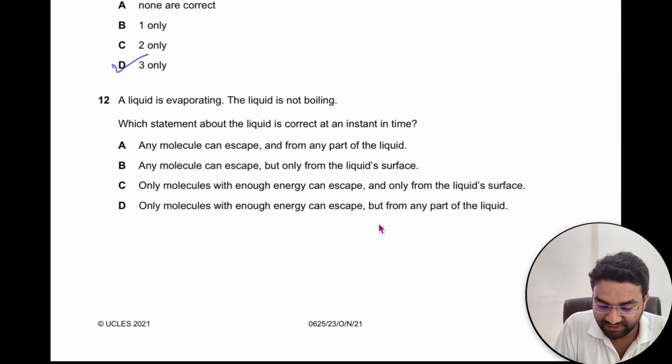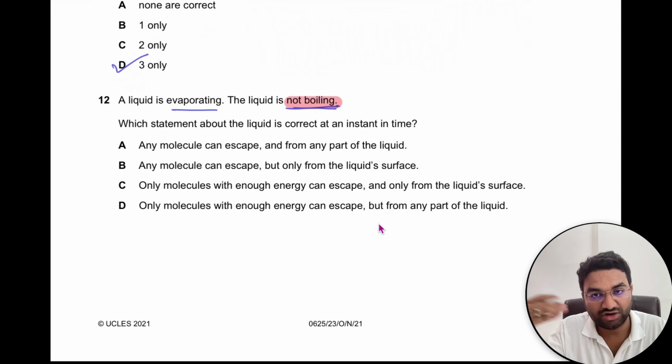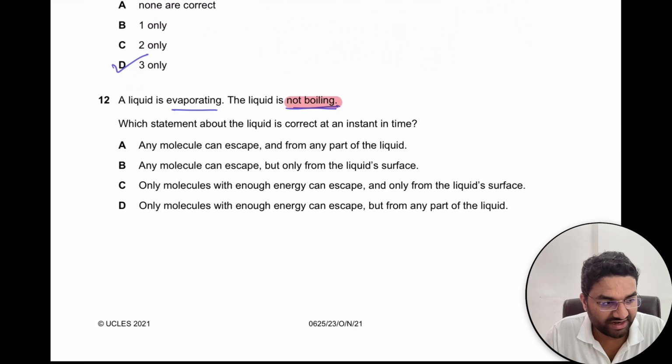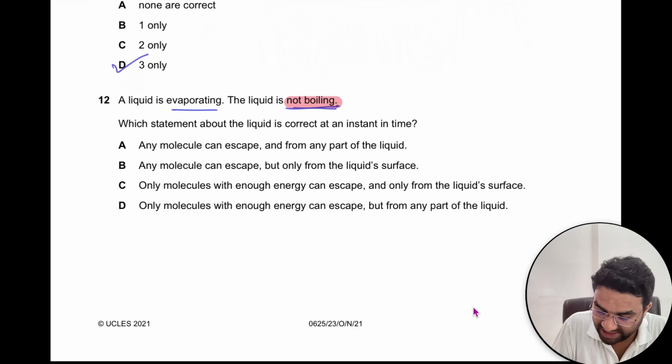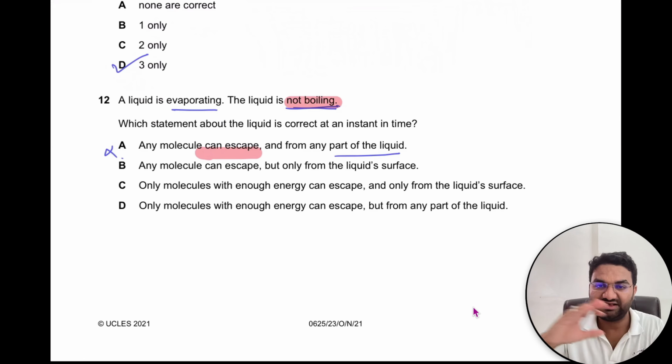Fine. Next one, a liquid is evaporating. The liquid is not boiling. Okay. The liquid is evaporating but not boiling. So which statement about the liquid is correct at an instant in time? All right. So here, any molecule can escape from any part of the liquid. Doesn't make sense again here. All right, because a molecule can escape but not from any part, because it is wherever the wind strikes, means the outer part, that those particles actually escape. Fine. So this is just basic theory of evaporation.